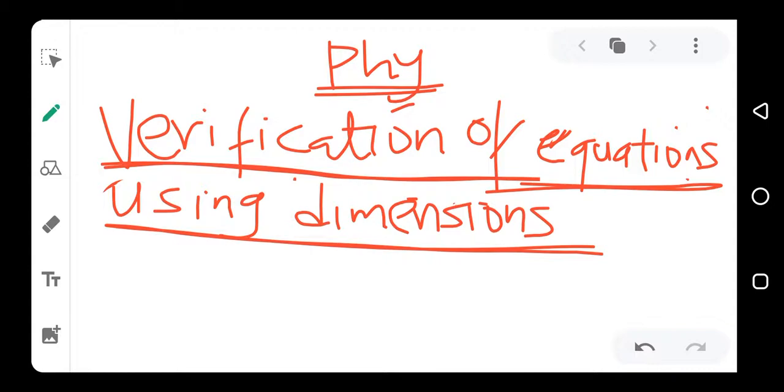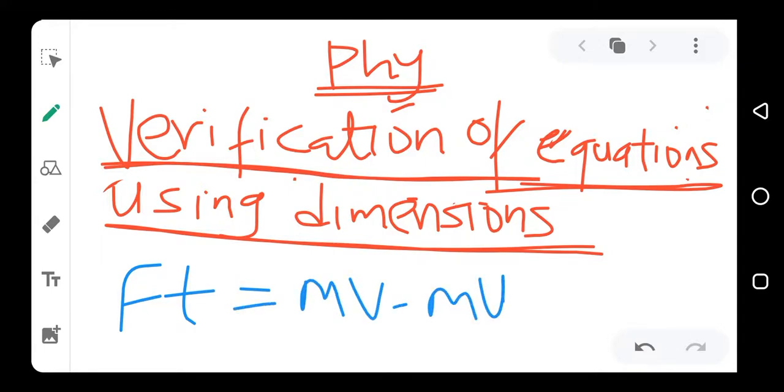It is possible to do that using the dimensions of the physical quantities in the equations. That is the focus of our class today. So if you have an equation like Ft equals mv minus mu, we can use the dimensions of this equation to verify whether the equation is correct or not.